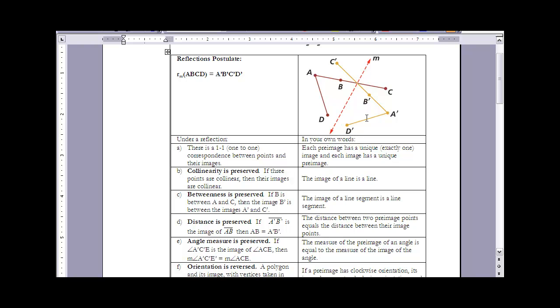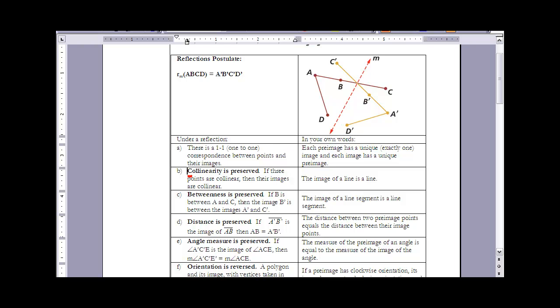Part B is that collinearity is preserved. Remember, collinearity means points that are on the same line. So when we say collinearity is preserved, we're saying that points that are on the same line in the pre-image will also be on the same line in the image. You'll notice that A, B, and C are all on the same line, just like the points A prime, B prime, C prime are all on the same line over here. Collinearity is preserved. I'm going to underline the C here, because I'm going to come back to that in just a little bit.